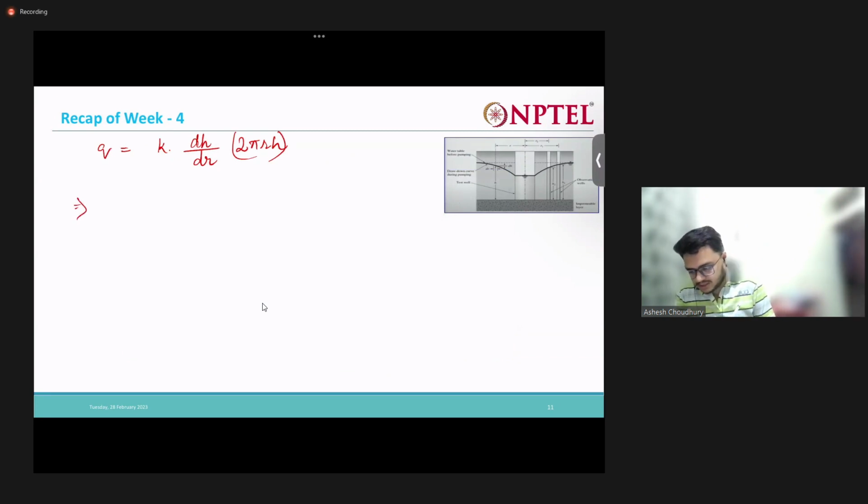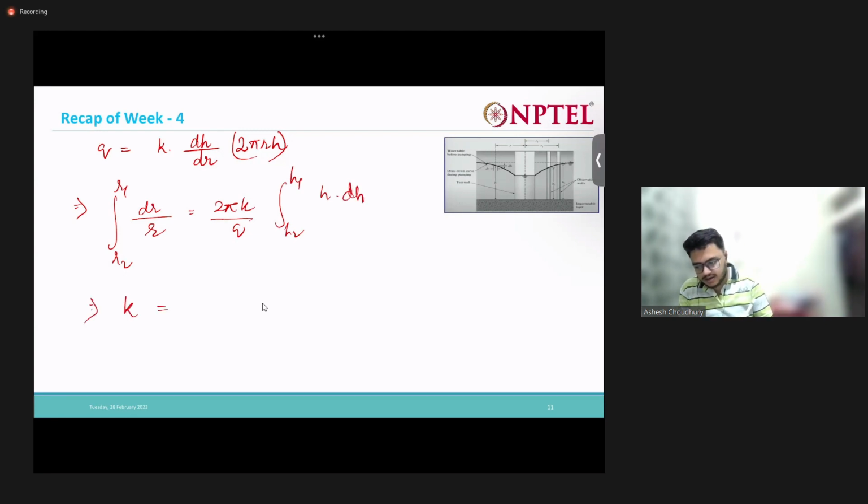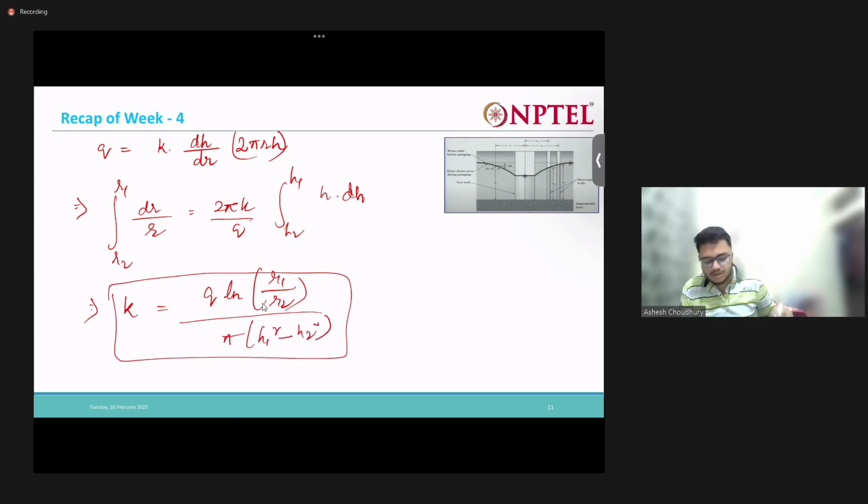Now if we just rearrange, integral from r1 to r2 of dr by r equals 2 pi k by q times the integral from h1 to h2 of h dh. Now if we integrate, we can find the relation as q ln(r2 by r1) equals pi k times (h2 square minus h1 square). Using this relation we can find out the hydraulic conductivity of the in situ soil.